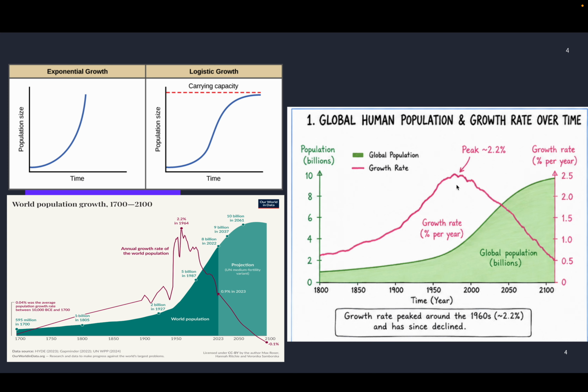And this image is showing the global human population rate. The green area is the growth rate, and the pink line is the overtime rate. And as noted, the rate peaked around the 1960s at 2.2% and has slightly declined. And this illustrates the declining of our growth rate, which means we are no longer technically growing at an exponential rate.